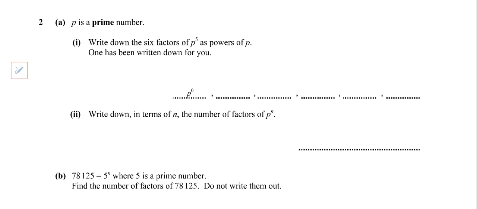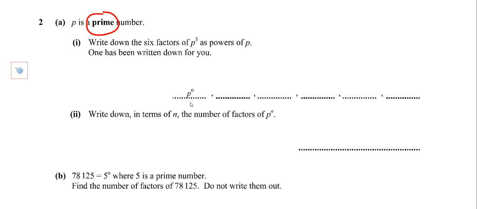Now, the next bit. P is a prime number. What's important about it being a prime number? Yeah, so there's no other hidden factors in there at the moment. Prime number, if you're looking at the factors, there's no other extra factors that every other number has. So we're looking at it and go, p to the power of 5, 6 factors.